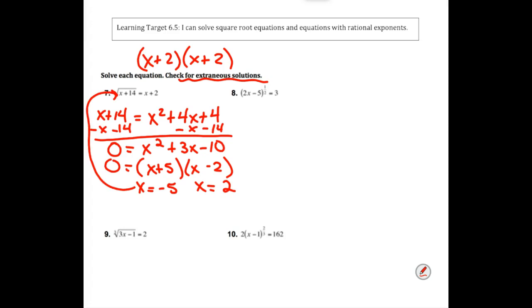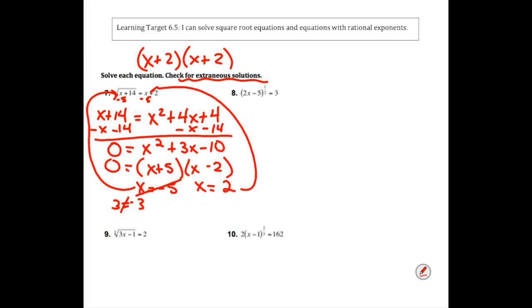If I dump a -5 in here, -5 plus 14 is 9. Square root of 9 is 3. On the other side, if I put a -5, add 2, I get -3. Are those equal? Since they are not equal, this is extraneous. Okay, doesn't work. Checking the 2.